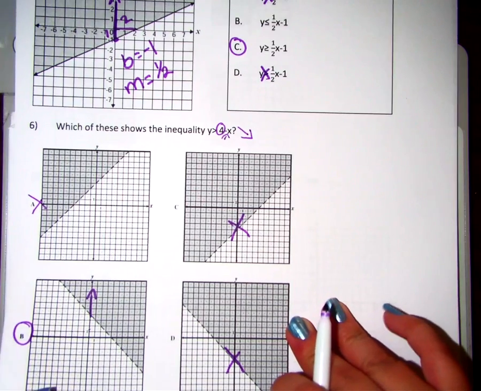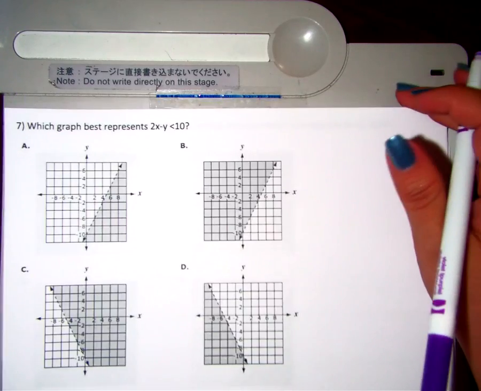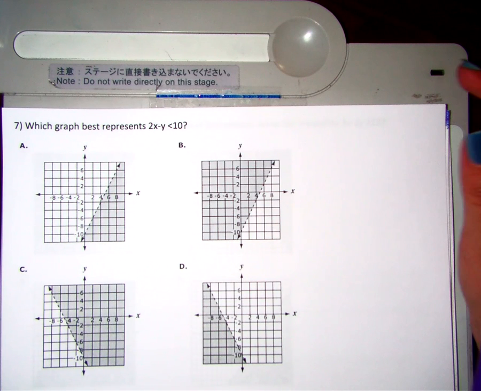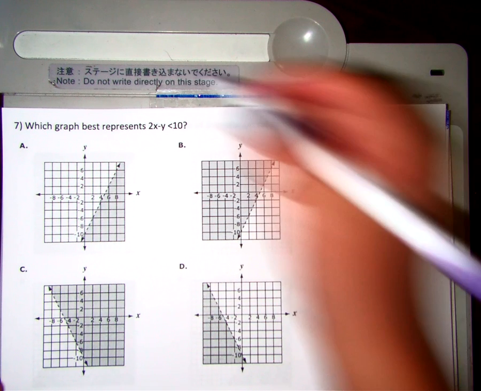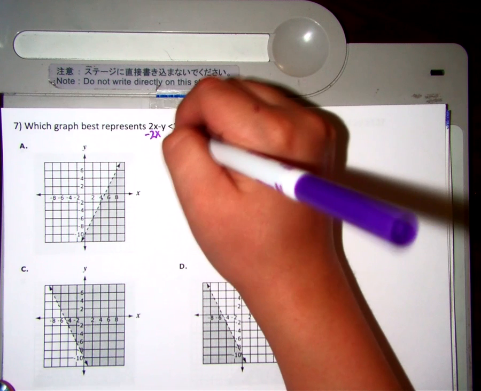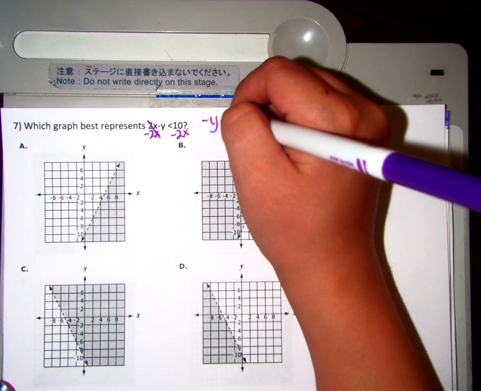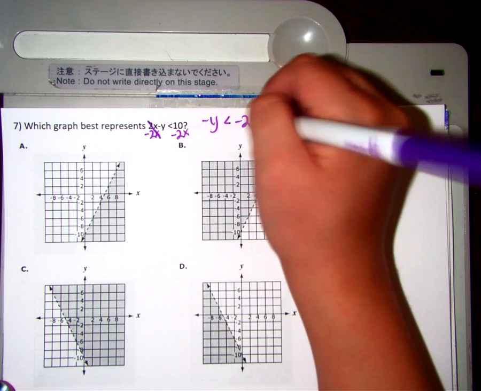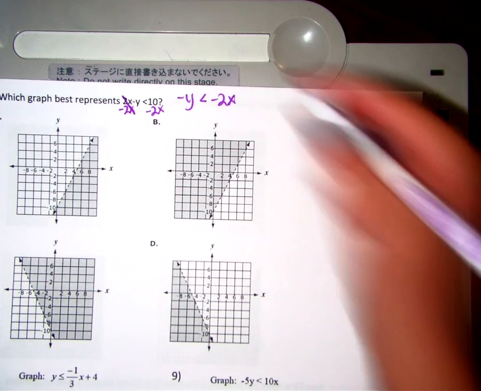So let's look at number 7. Something very similar to it again. Which graph best represents 2x minus y is less than 10? So I'm going to subtract 2x on both sides. I want y by itself. I'll get negative y is less than negative 2x plus 10.